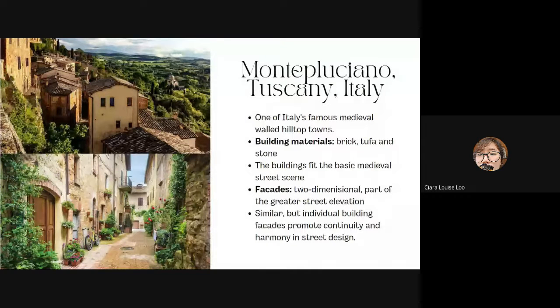So as you can see in the pictures, the building materials are brick, tufa, and stone, and it is one of Italy's most famous medieval walled hilltop towns. And the buildings fit the basic medieval street scene, so it really blends in with the environment, and the buildings blend in with each other, so nothing stands out too much. And their facades are two-dimensional, and part of a greater street elevation. So their elevations look really good since they have more or less the same roof lines. So they have similar but individual building facades, and because of that, it promotes continuity and harmony in street design.